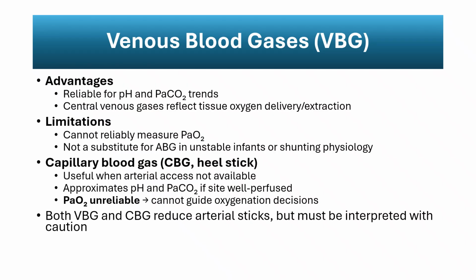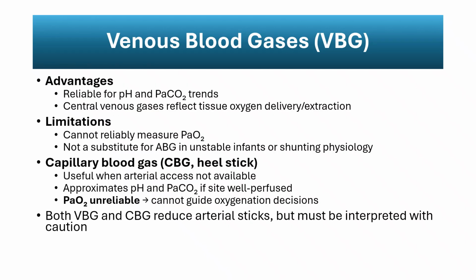Venous blood gases are an important alternative when arterial access is limited or contraindicated. They provide a reasonable estimate of systemic acid-base status and ventilation trends without the risks of repeated arterial puncture. For clinical use, venous samples are reliable for pH and PaCO2 trending.